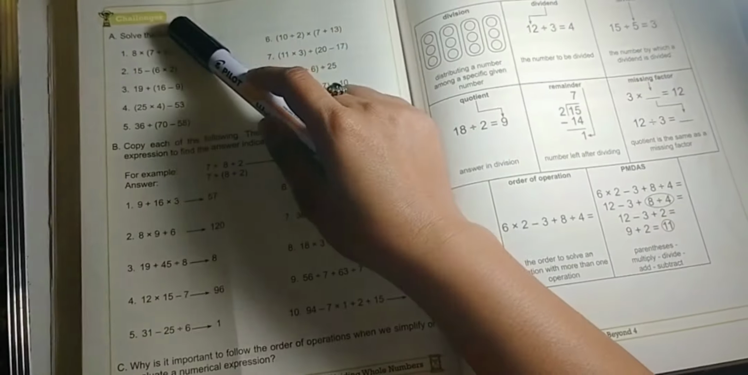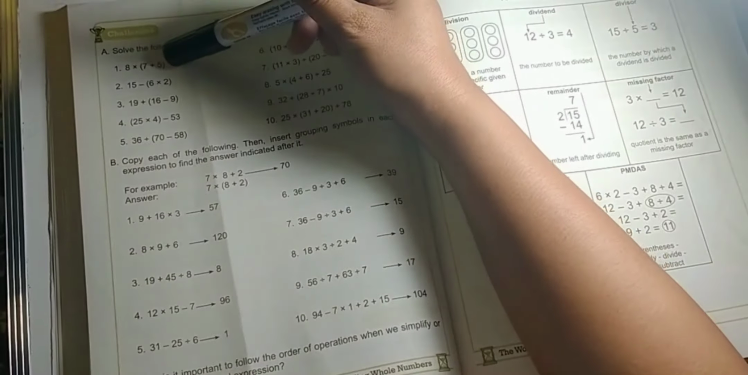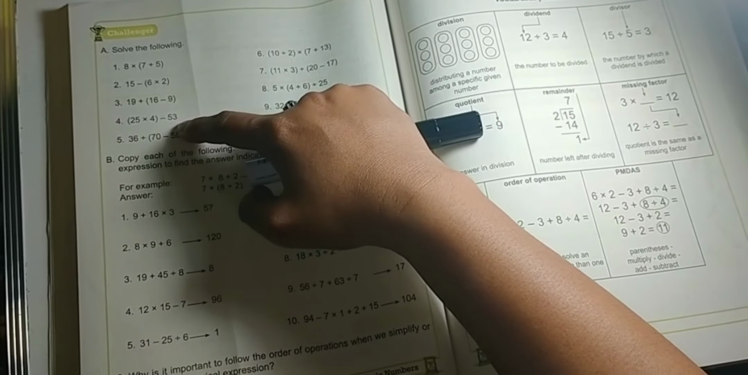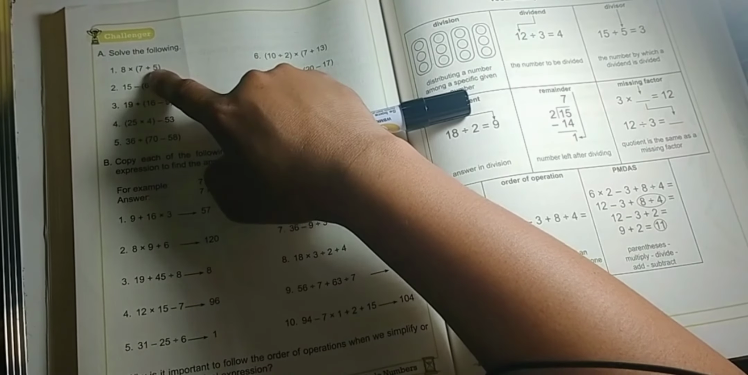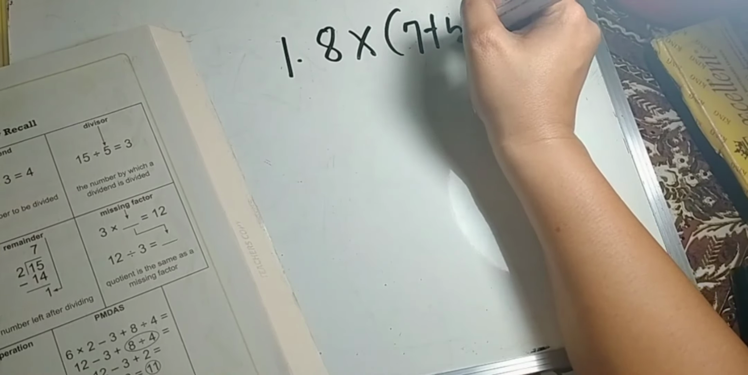Okay, next activity on page 130, Challenger. Solve the following. So, for number 1, you have to find out the value of this expression. Iso-solve nyo siya, again, by following PEMDAS rule or PMDAS rule. So, for number 1, we have 8 times quantity 7 plus 5. So, iso-solve nyo po si 8 times quantity 7 plus 5. Okay, I'm going to answer number 1. 8 times quantity 7 plus 5.